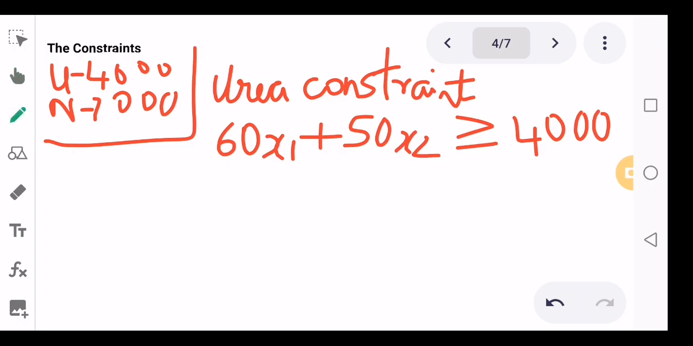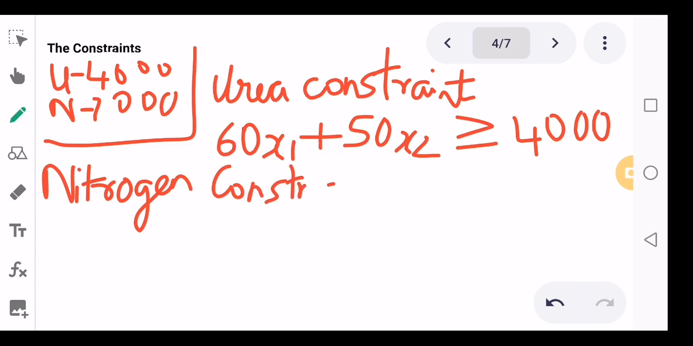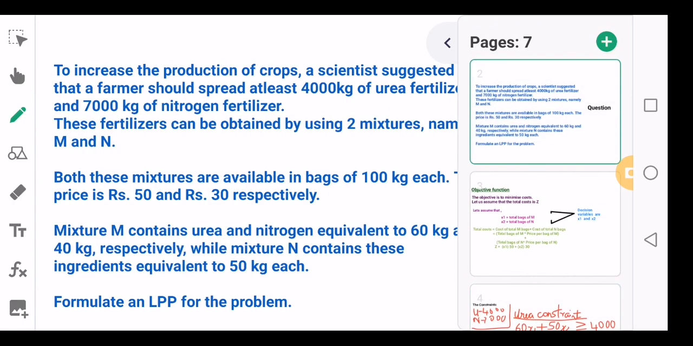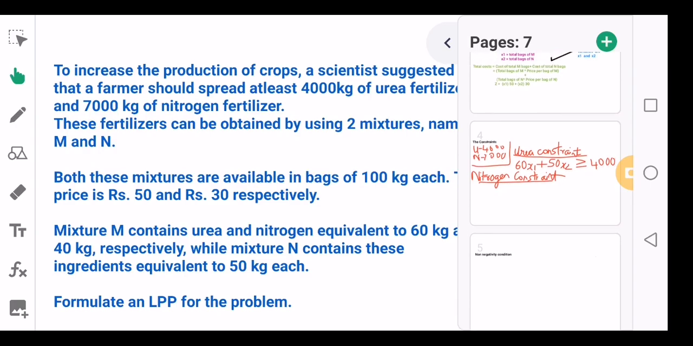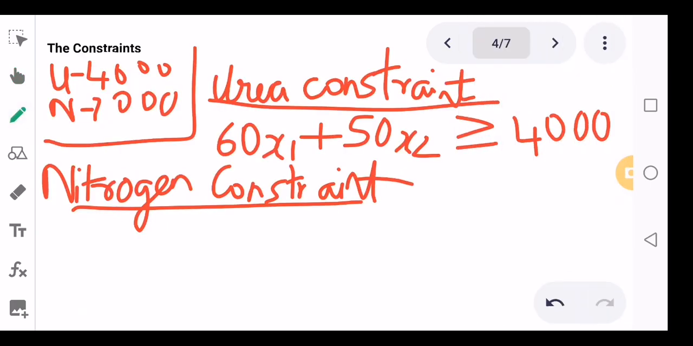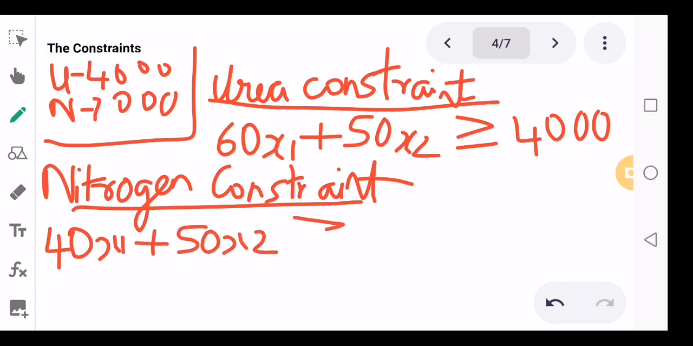And the second constraint is related to nitrogen. So the nitrogen constraint. What's the nitrogen constraint? The question says that in M there is 40 kg nitrogen and in N there is 50 kg nitrogen. So it is 40x1, sorry, it's not I, it's x1. 40x1 plus 50x2 greater than or equal to 7000.